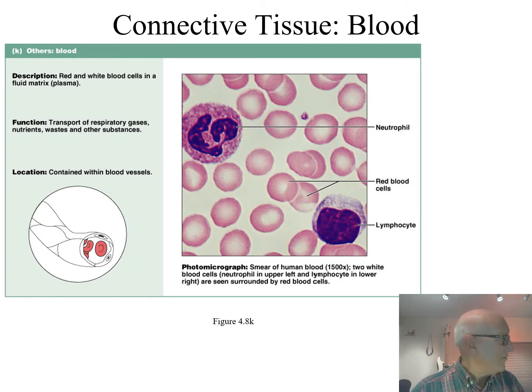So a slide of blood will look something like this. We can see red blood cells here and different kinds of white blood cells. We have a neutrophil here and a lymphocyte here. This is a platelet right in there. The little tiny thing is a platelet.